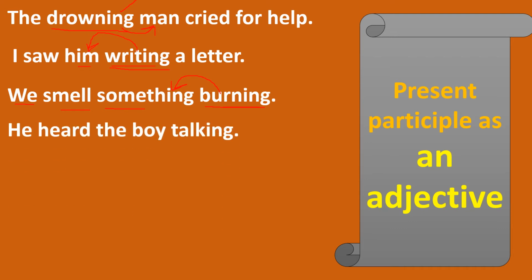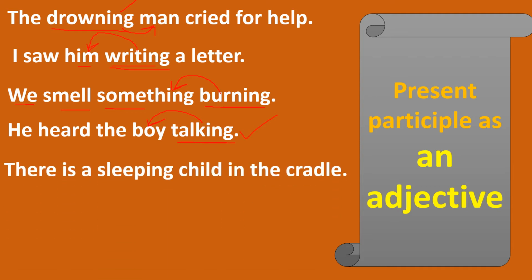Next one. He heard the boy talking. He is subject, heard is verb, the boy is object. Talking is the object complement which refers to the boy, which qualifies the boy. So talking is an adjective in the form of present participle.